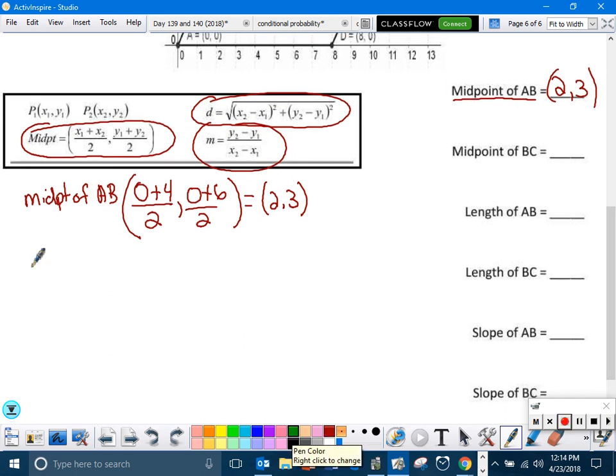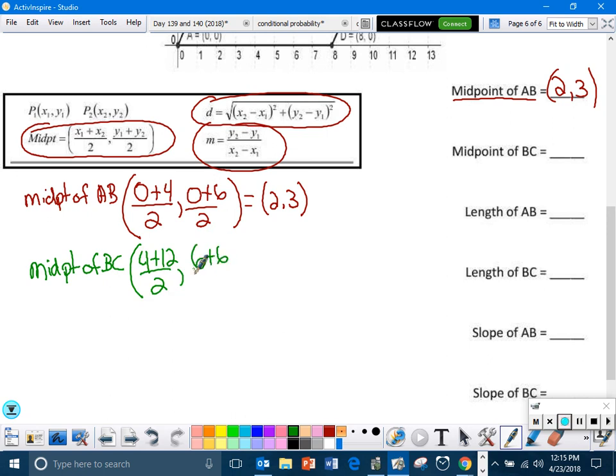The midpoint of BC. So take the x values, 4 and 12, add them together, divide by 2. And 6, 6, divide by 2. That gives us (8, 6).